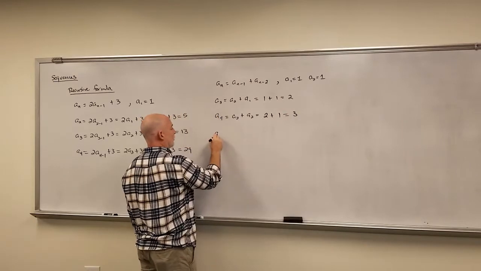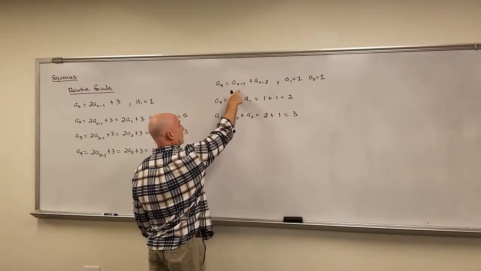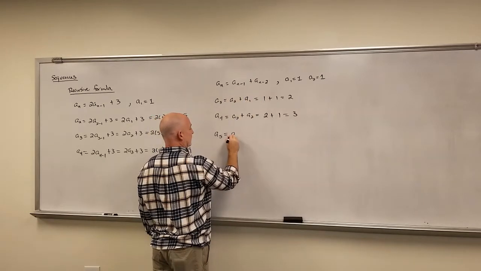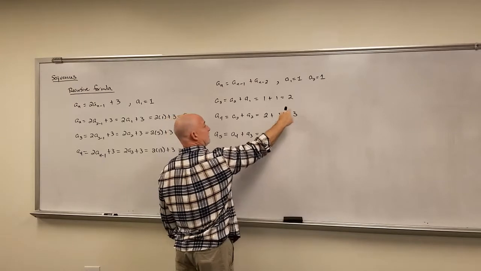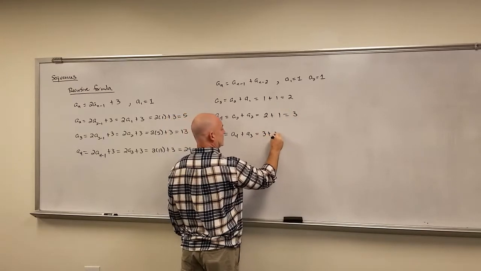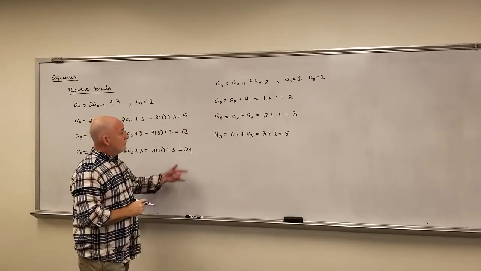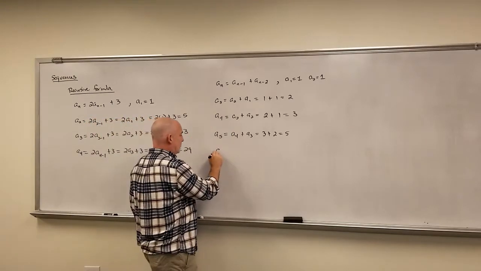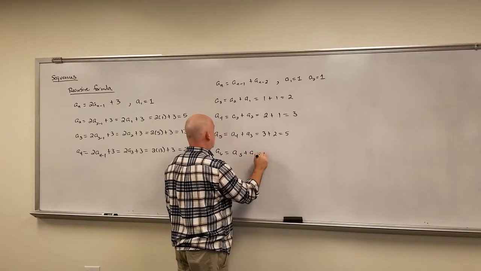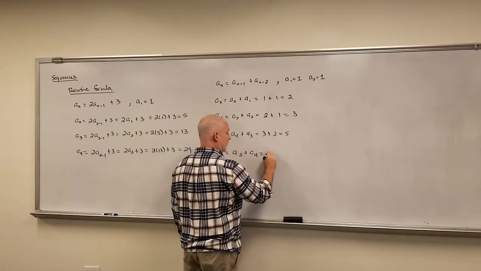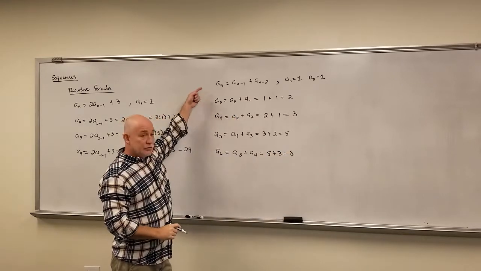I'm just going to do a couple more here. A sub 5, well, you can kind of see how the pattern is going to work. That's going to be 4 and 3. So A sub 4 and A sub 3 is 3 plus 2 is equal to 5. Now you can kind of see how this is working. Let me show you one more here. A sub 6, that would be A sub 5 plus A sub 4. That's 5 plus 3 is 8. Notice all we're doing is we're adding the 2 that came before it.